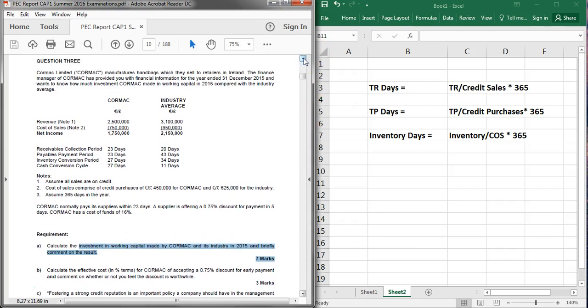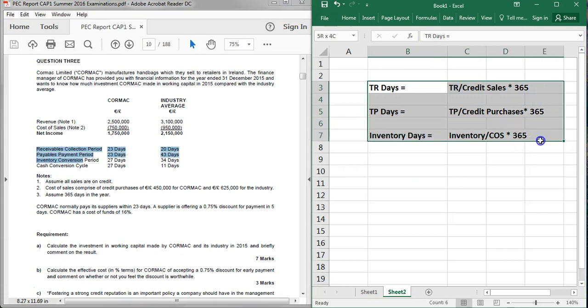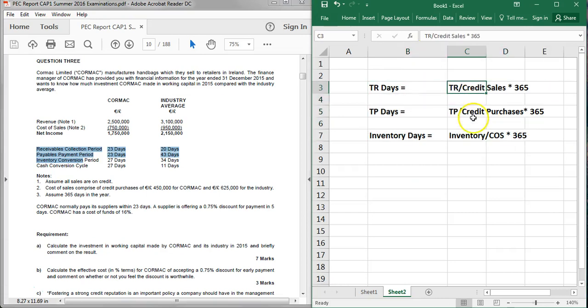Traditionally, when we talk about working capital and working capital investment and cycles, we're given the figures for receivables, payables and inventory, and we're asked to work into the number of days. So I've given you the formulas we have here. You're typically given trade receivables, and you'll be given sales, or if you have credit sales, you can use them. You divide one by the other, multiply by 365, that gives you trade receivable days.